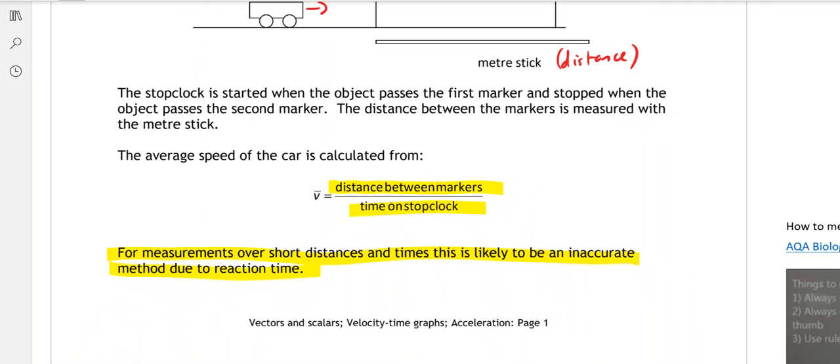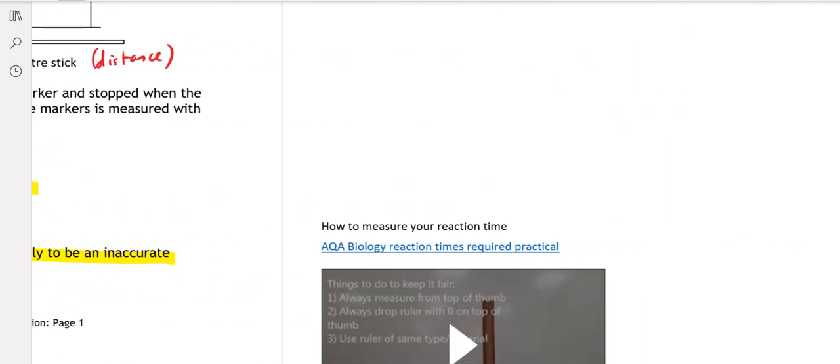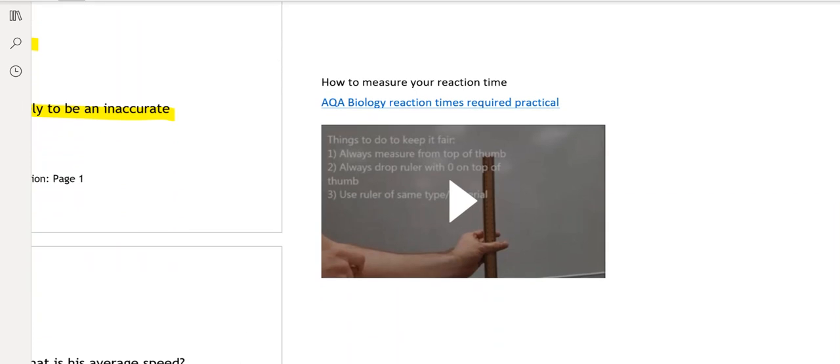If you have a ruler at home and somebody willing to help you, you can actually measure your reaction time. You simply place your arm on the desk and you would have somebody drop the ruler between your fingers. They do not tell you when they're going to drop it, and you have to measure the time it takes for that distance of ruler to fall through your fingers. And you can use the formula velocity equals distance over time and work out your reaction time.